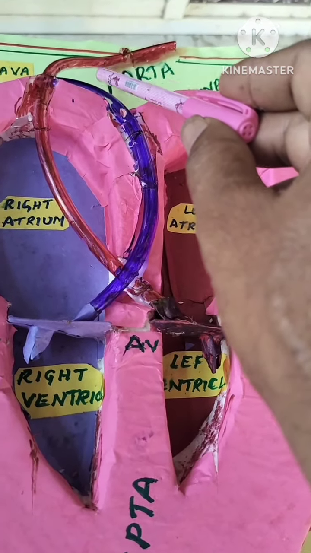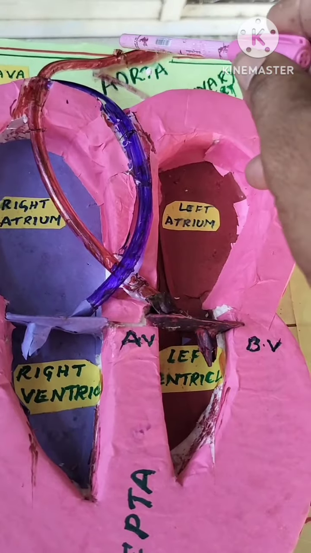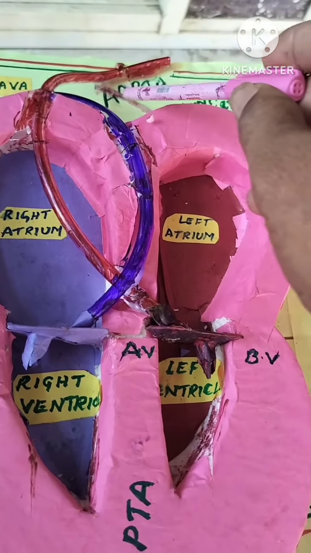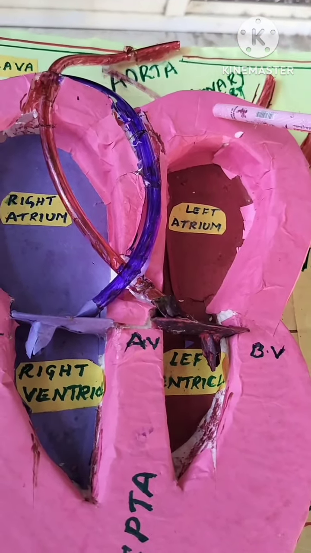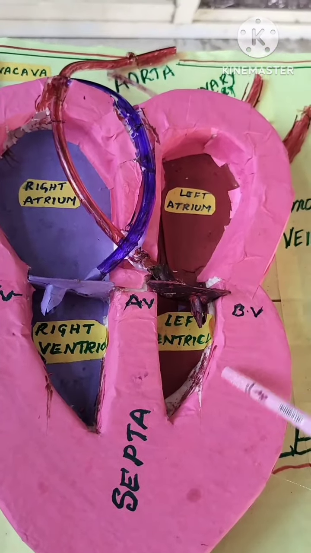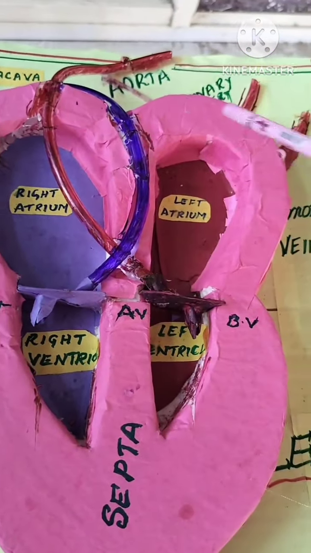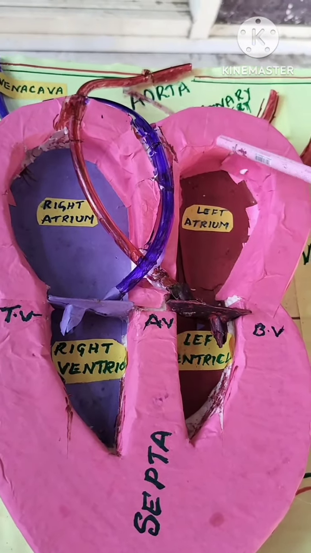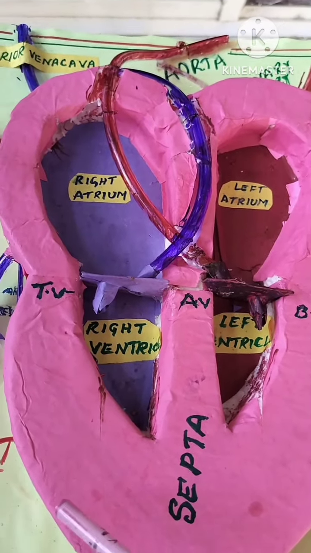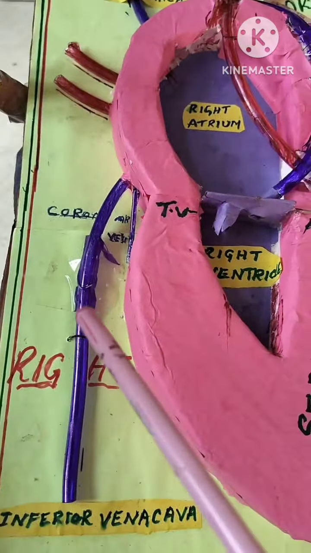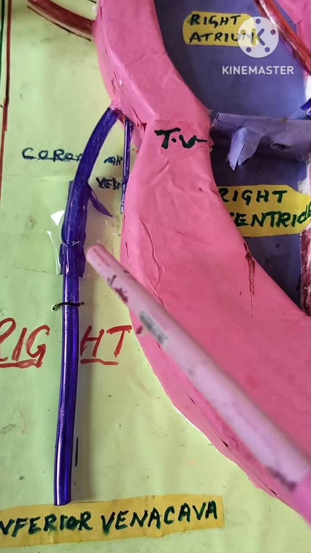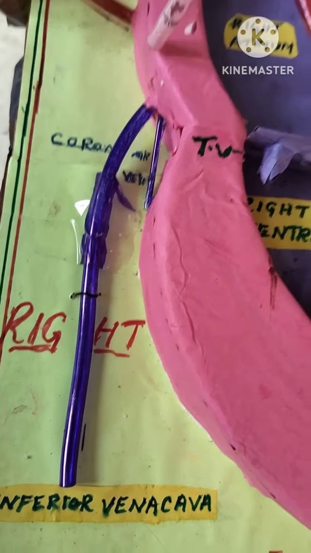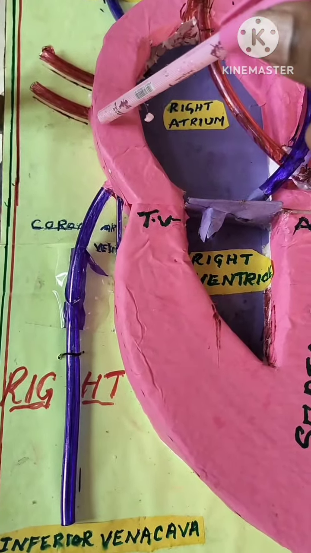A small blood vessel, the coronary artery, collects the pure blood from the aorta, and this pure blood is transported to the muscles of the heart. So the coronary artery supplies pure blood to the muscles of the heart. The coronary vein collects the impure blood from the heart muscles to the right atrium.